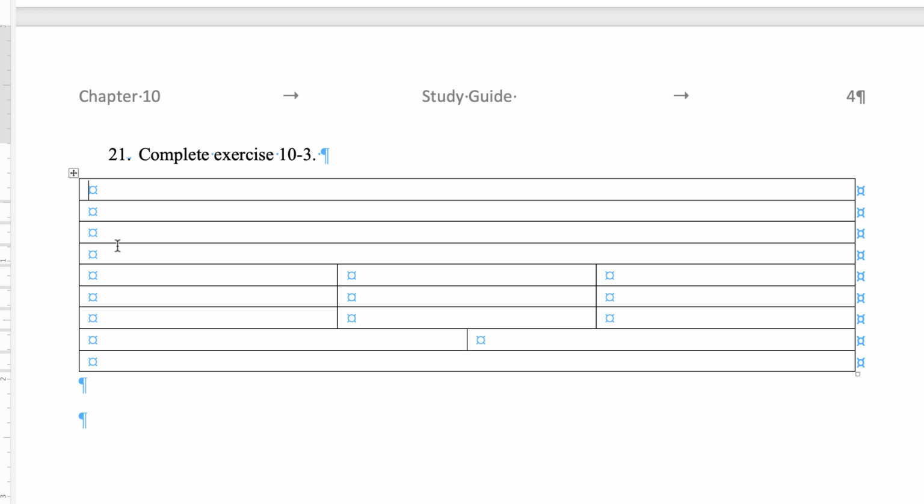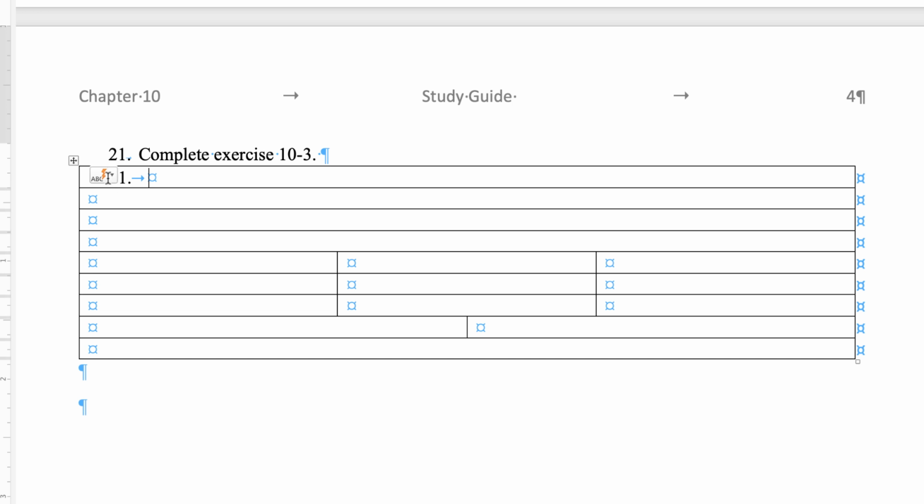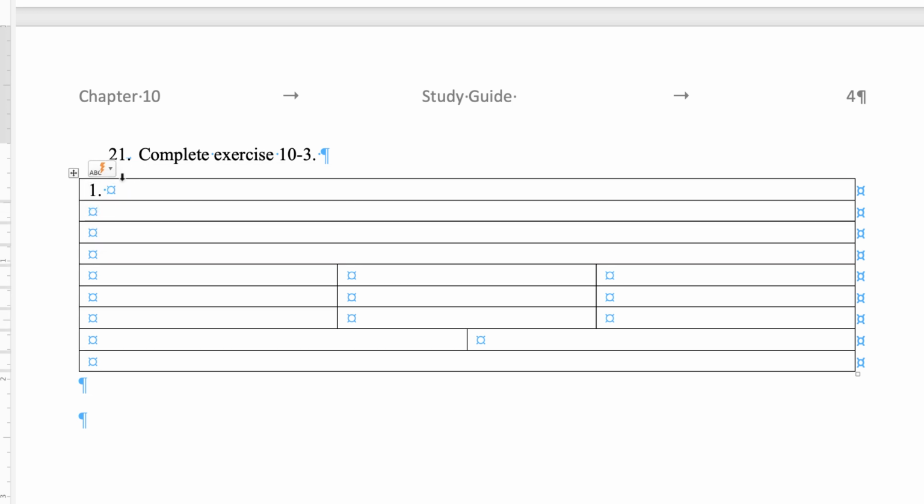Number one says, what's the standard labor hours allowed? So number one wants us to calculate SH, right? What is our standard hours? Well, that's easy. Again, we take the actual output.